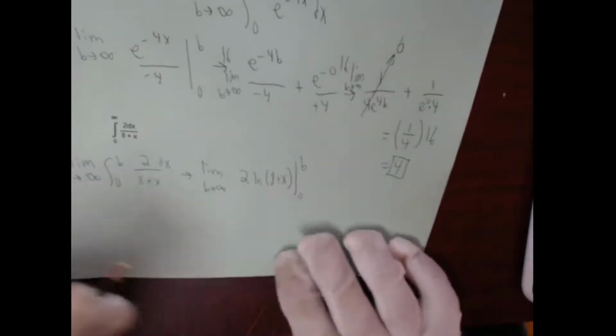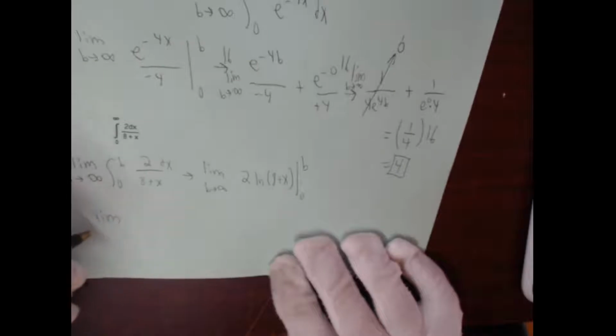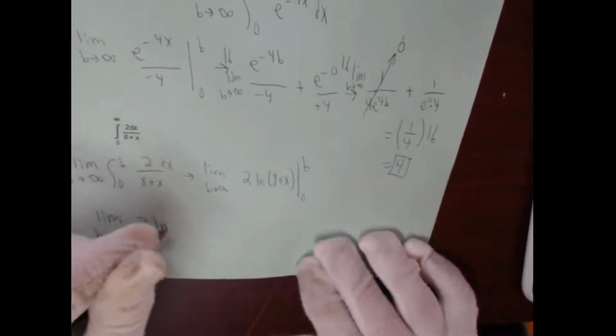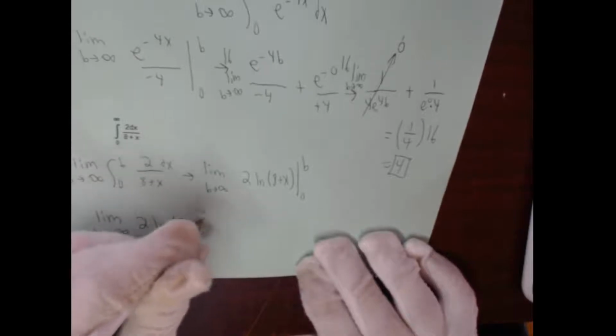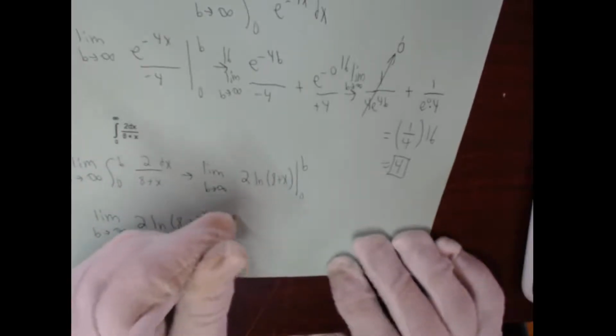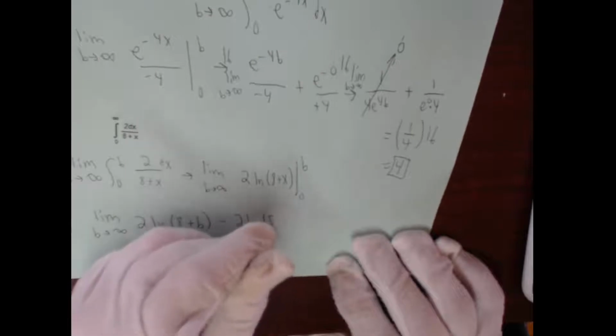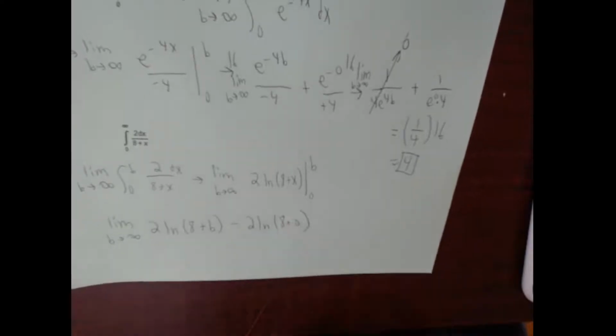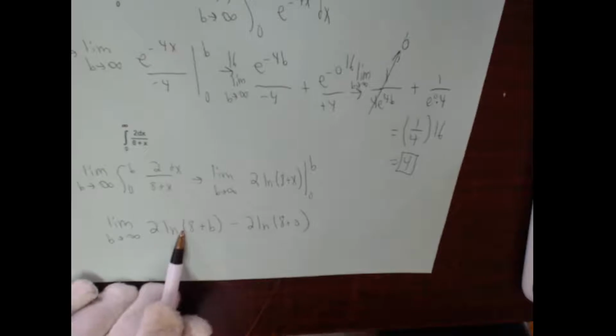So if I go ahead and evaluate this, this will be the limit as b goes to infinity of 2 natural log of 8 plus b minus 2 natural log of 8 plus 0. And you could just write that as 8 if you want. And here we've run into a little bit of a snag, and that's because the natural log function looks like this.